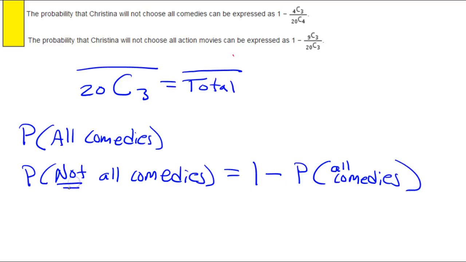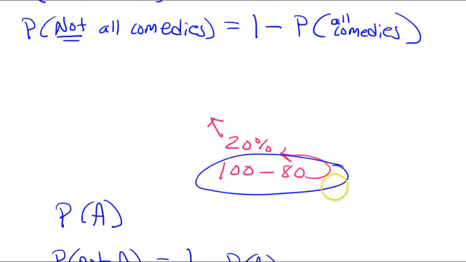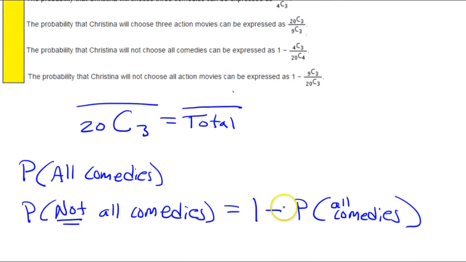Okay, that's how you get the not. The probability of something not happening is 1 minus the probability of the original thing. It's just like I was saying before down here with the rain. So we need to figure out what the probability of all comedies is, and then whatever that is, the probability that she does not do that will be 1 minus that.